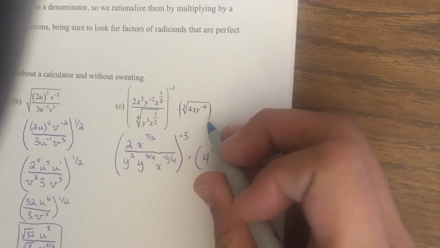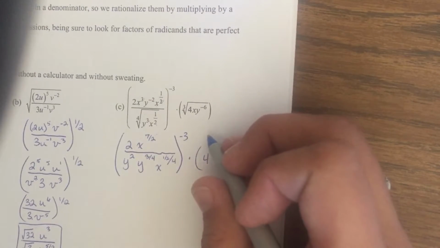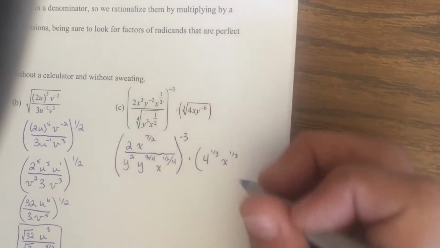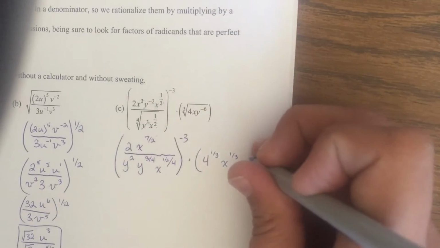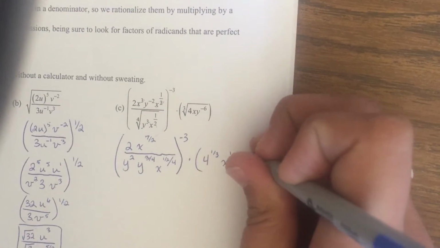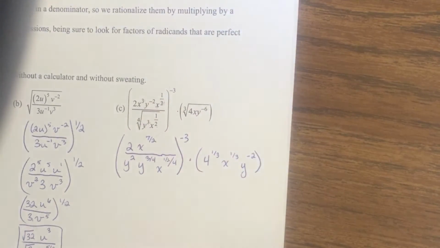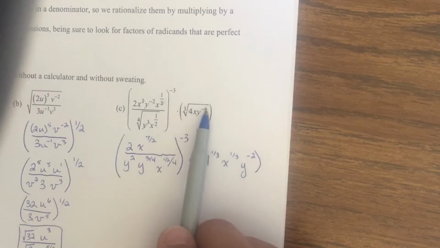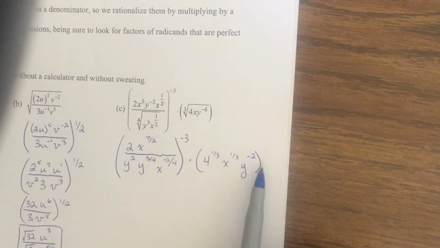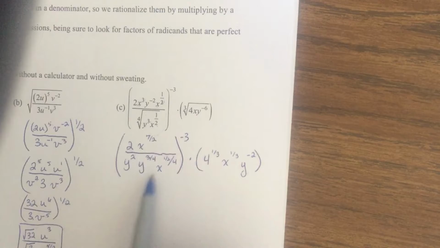Y to the -6 means it's in the wrong place, but let me go ahead and just apply the 1/3 first. So this is y to the -2, okay? Because it's -6 over 3, so that's -2. Okay, so let's go back to this thing.